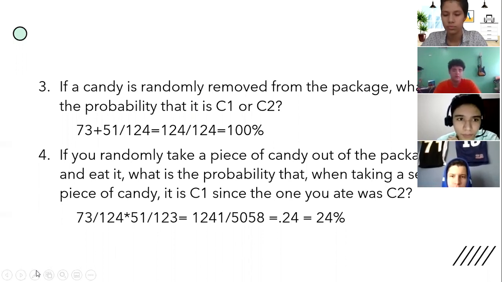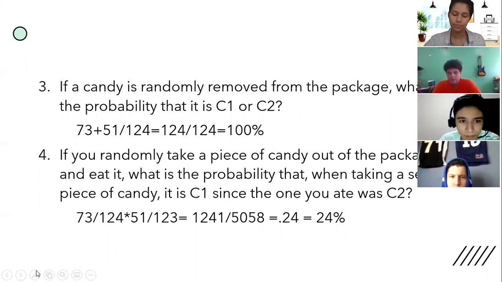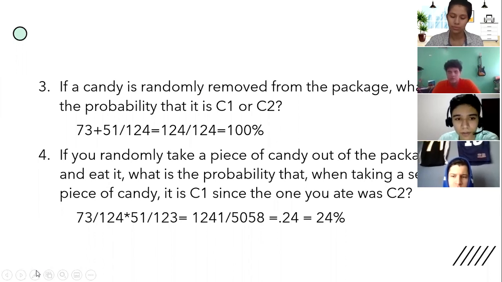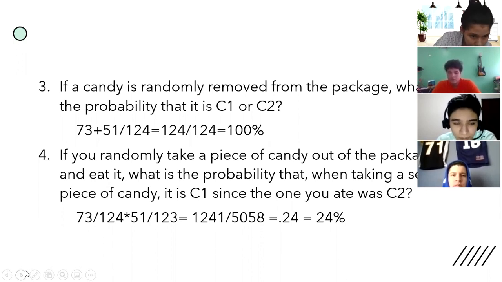The third problem says, if a candy is randomly removed from the package, what is the probability that it is C1 or C2? So we did a sum here. We sum 73 plus 51 over 124, and that gives us 100%.